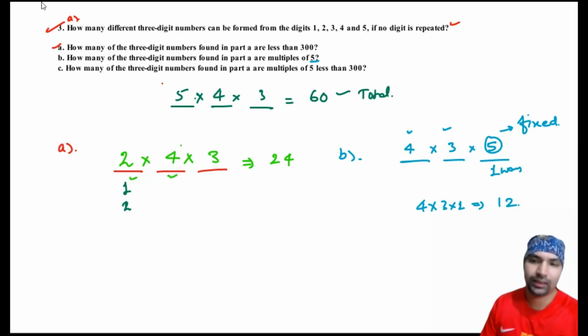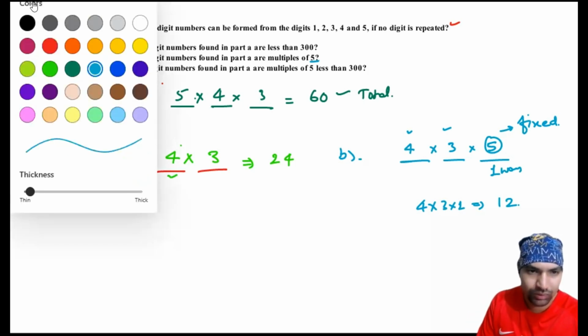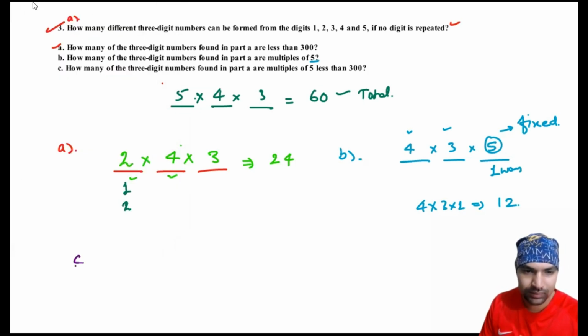Getting it? So there are 12 numbers which are multiples of 5. Okay, I hope it makes sense. Now moving on to the next one, the C bit. How many of the 3-digit numbers found in part A are multiples of 5 less than 300? Okay, so less than 300 means what?